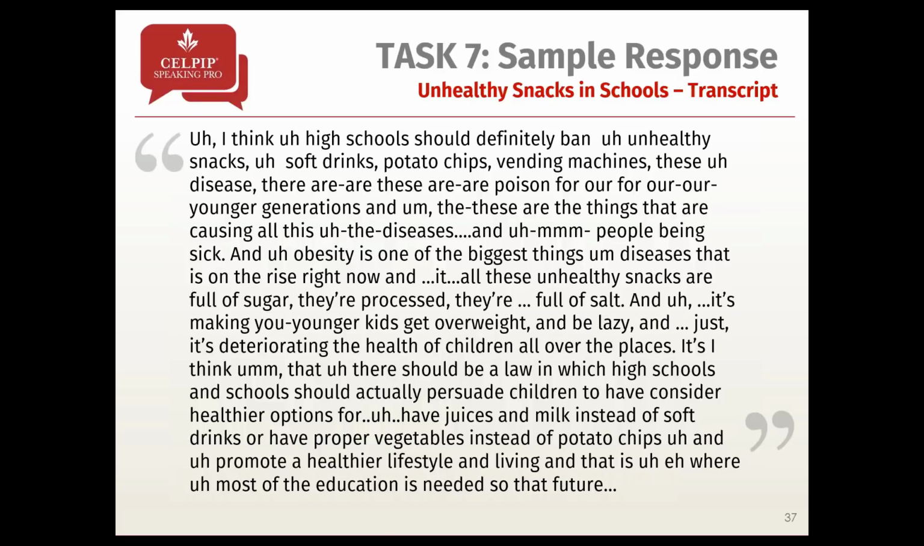Okay, so for content and coherence, very weak in this area. Anybody have any idea why? What was his big weakness here?